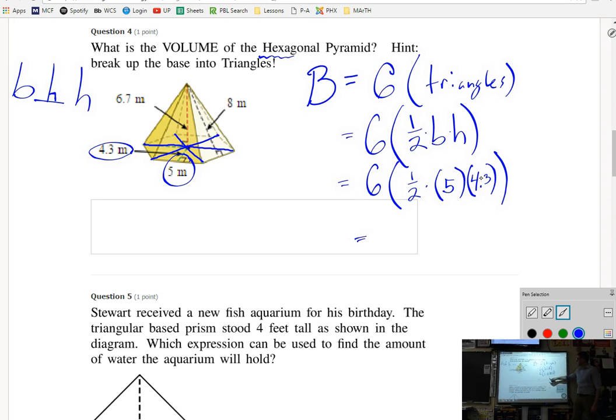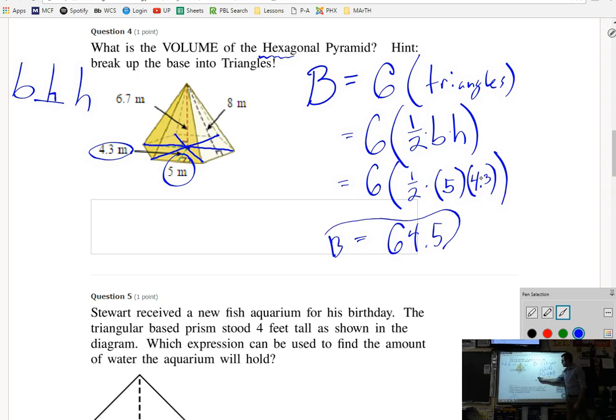So I can compute this. 1/2 of 6, because remember, multiplication's commutative. Order doesn't matter. So I can do, that's 3, times 5 gives me 15. And I might use a calculator. 15 times 4.3. Anyone got that for me? Did you punch it in yet, Anthony? 64.5. That's a working number.